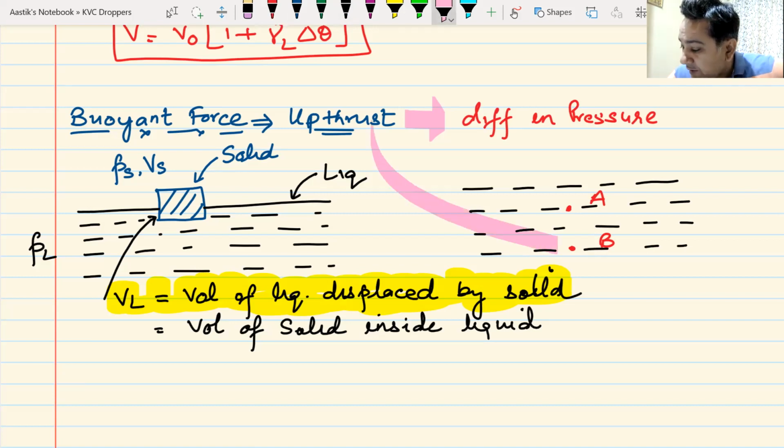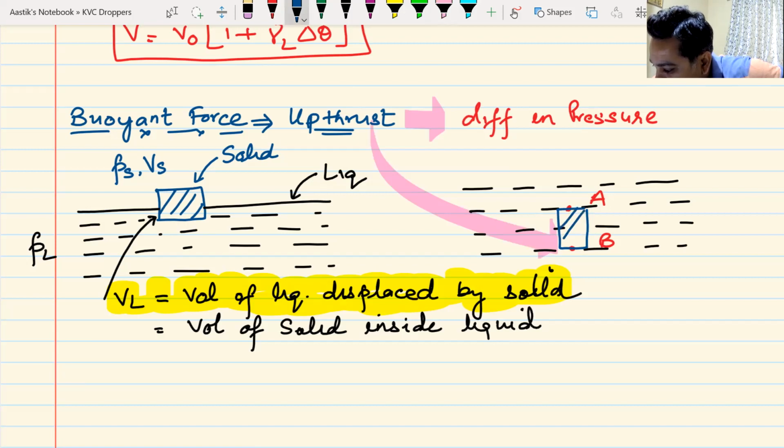Now, if I imagine that instead of points A and B, I have a body, let us say a cylinder here. At which point is the pressure more, point B or point A? Point B, the pressure is more. Now I'm going to draw that pressure. And you must know that liquid pressure acts from all directions, perpendicular to the surface. Do you know this?